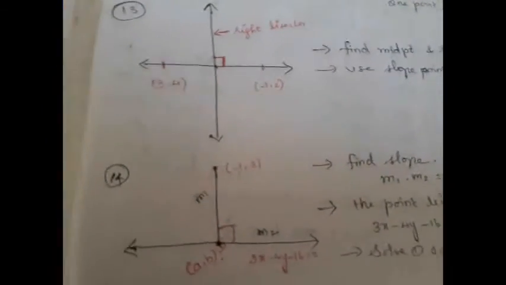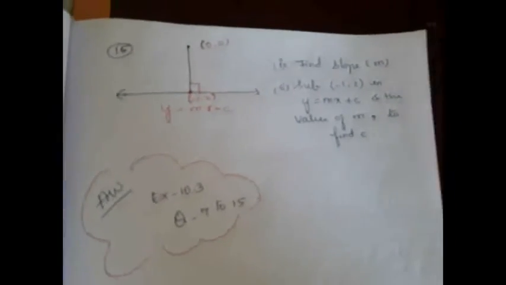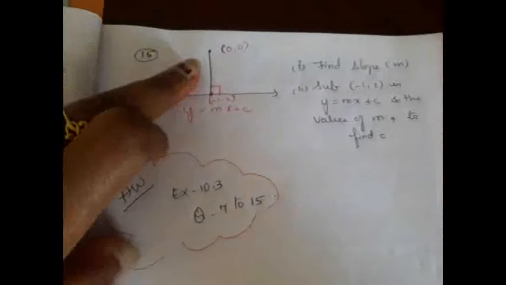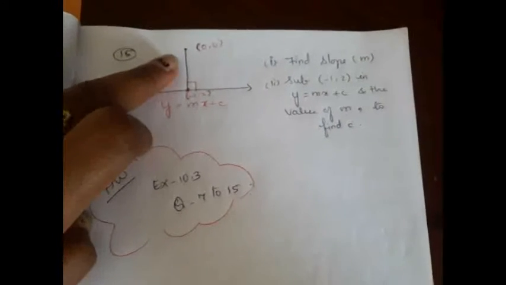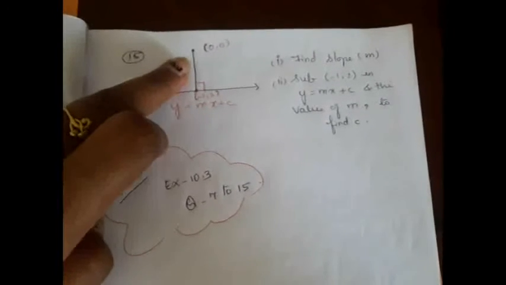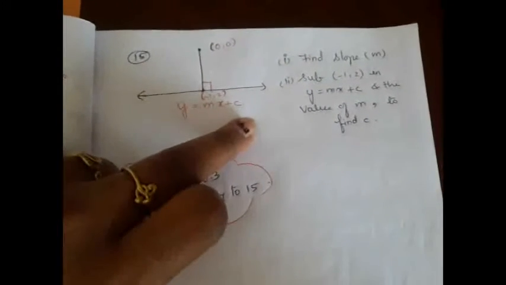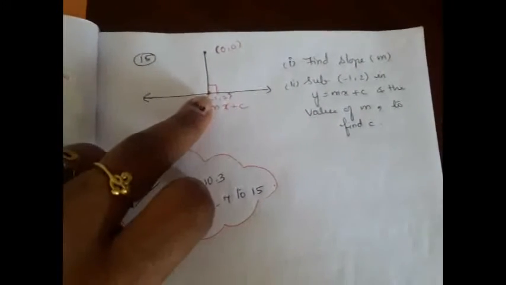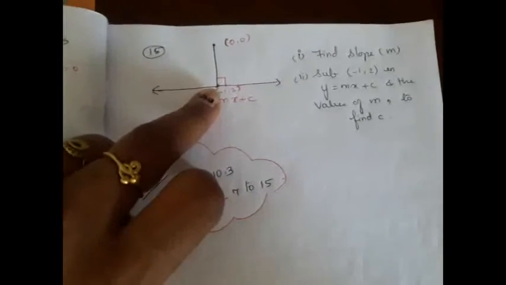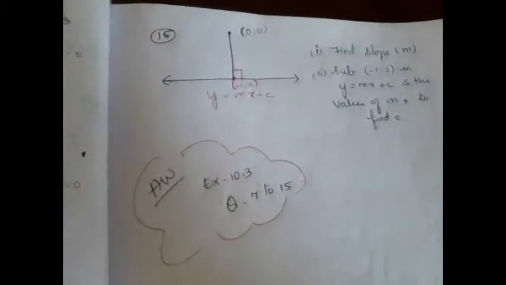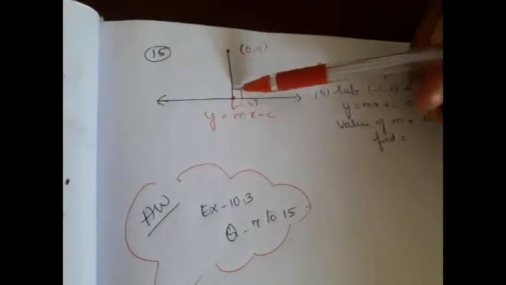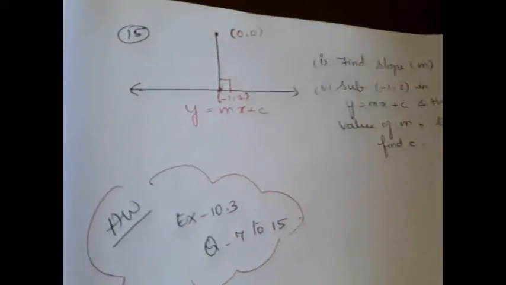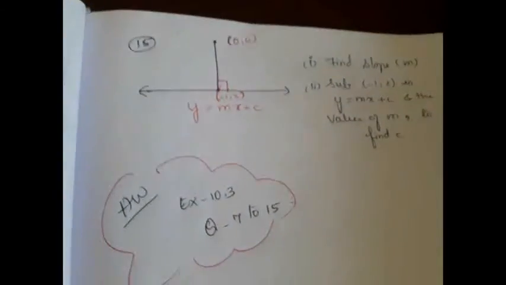Let us move on to the 15th question now. What is given is the perpendicular from the origin to the line y equal to mx plus c, which meets at minus 1 comma 2. They asked you to find the values of m and c.